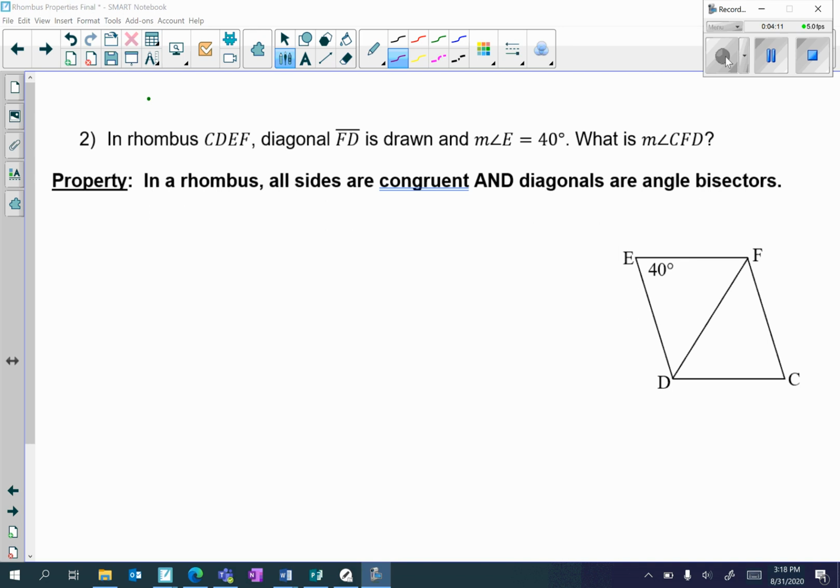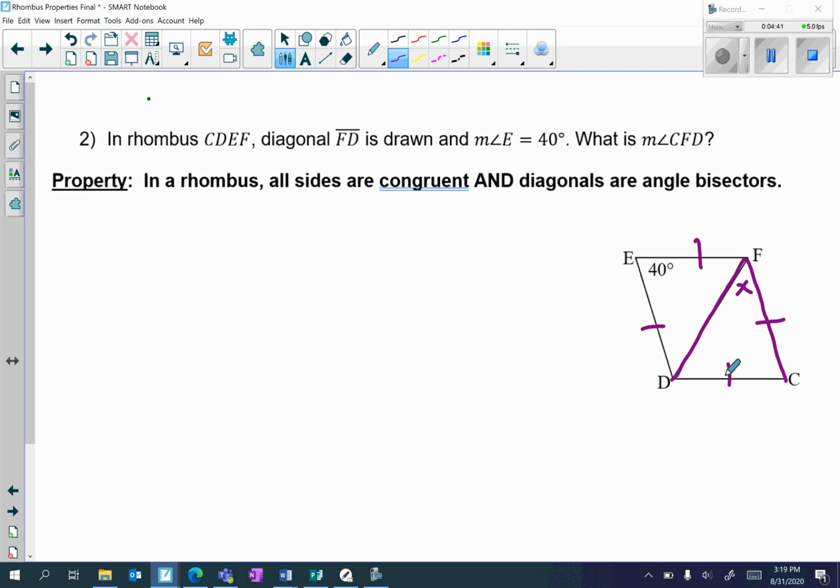Let's look at the next problem. In rhombus CDEF, diagonal FD is drawn and the measure of angle E is 40 degrees. What is the measure of angle CFD? So let's see where CFD is. CFD is right here, so we'll put in x. So the property that we'll be using is, in a rhombus, all sides are congruent. So let's mark them using the congruence marking. And diagonals are angle bisectors.